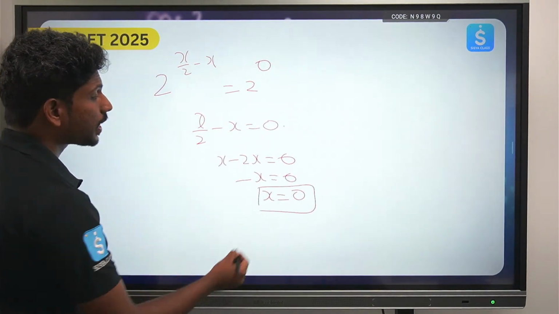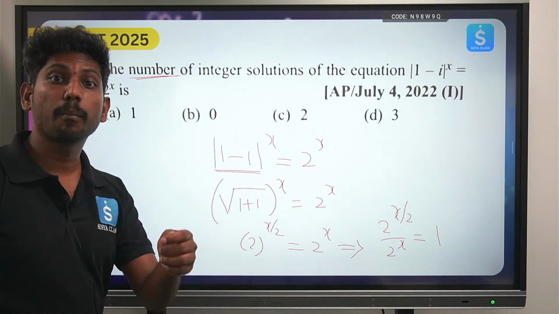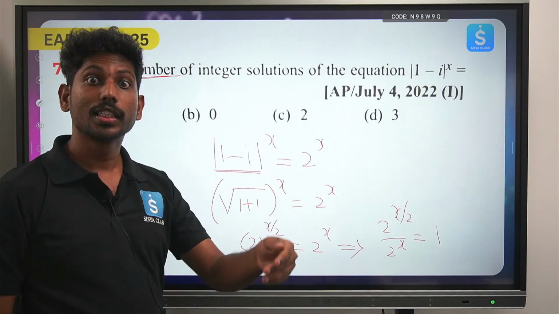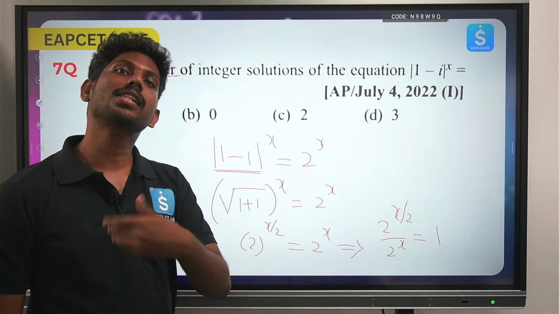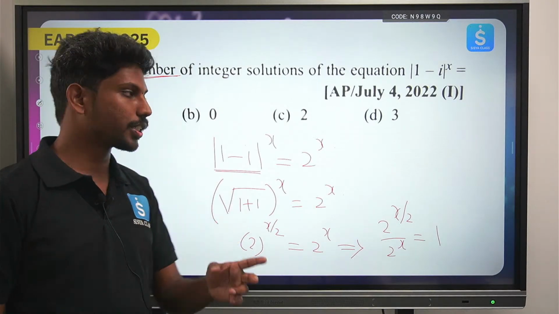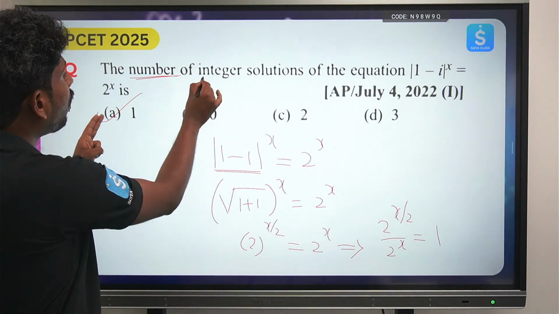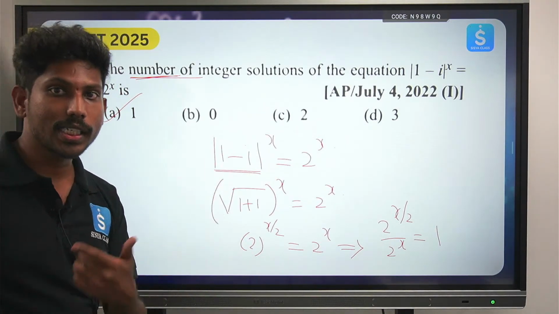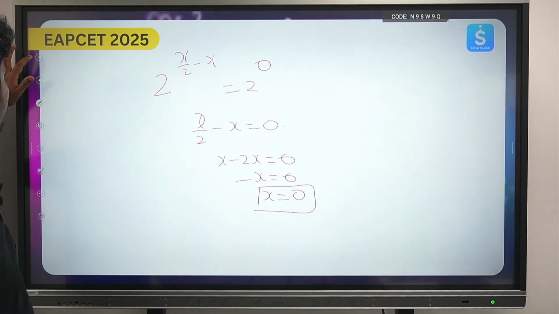But don't be in a rush to just directly write the answer to be option 0. The question is asking the number of solutions, so how many solutions do we have? That is one solution. 0 is the solution, but the number of solutions is one. So the answer is 1, it is not 0. He is not asking what is the solution, he is asking how many solutions. So there's a difference, right?